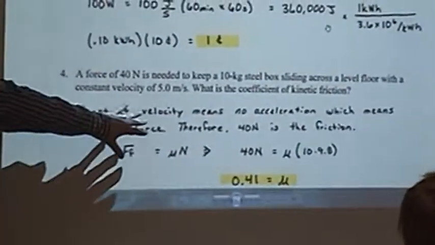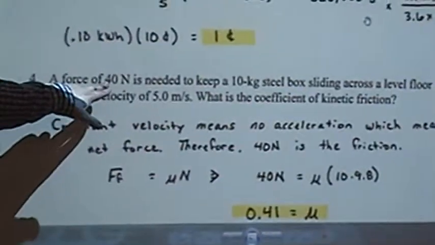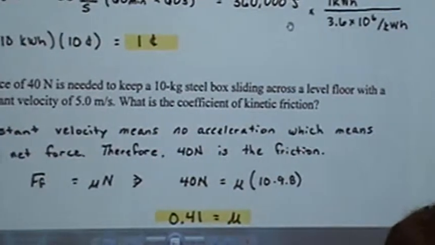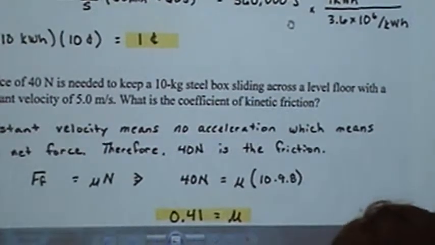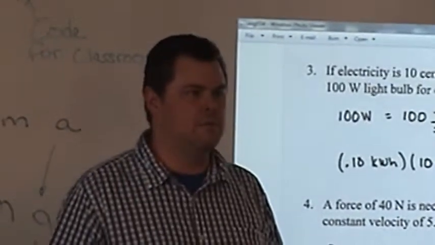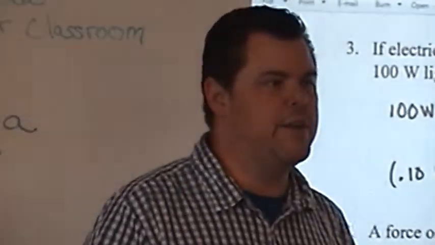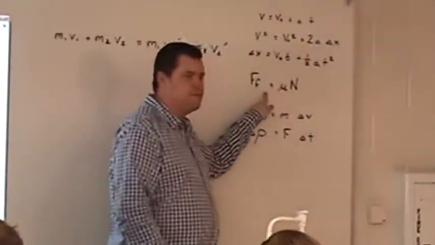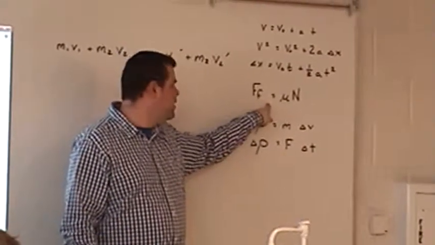Similar one to yesterday. 40 newtons is needed to keep the object sliding across at a constant velocity. Going at a constant velocity, just like yesterday, means that forces cancel out. There's no acceleration when there's a constant velocity. No acceleration means that there's no change of velocity. The force you're pushing with equals the force of friction.